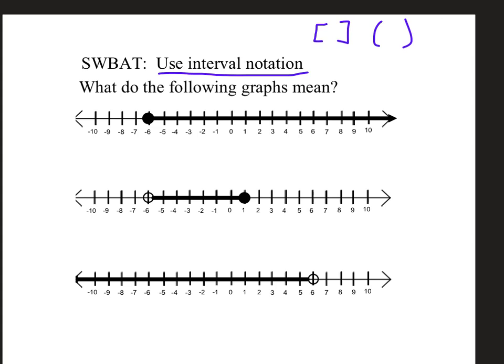We're also going to discuss what graphs like this mean, and the interval notation will help us represent that. But you do have to understand what this graph means in order to understand the interval notation.